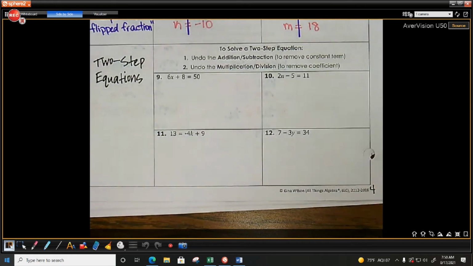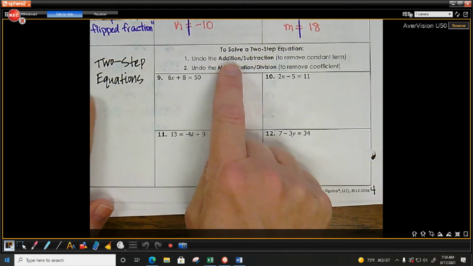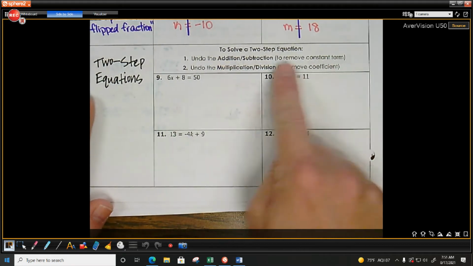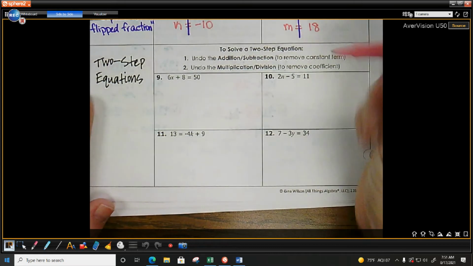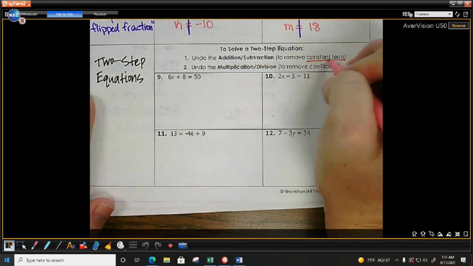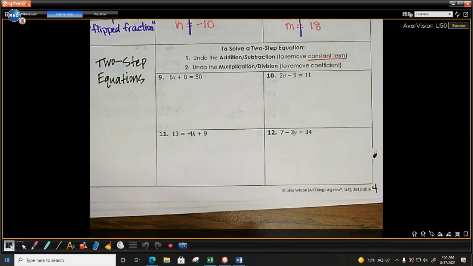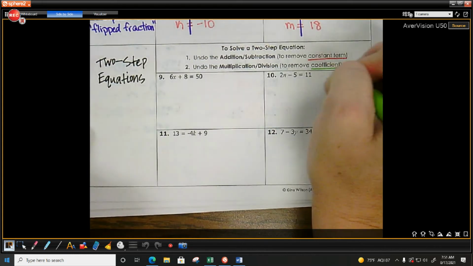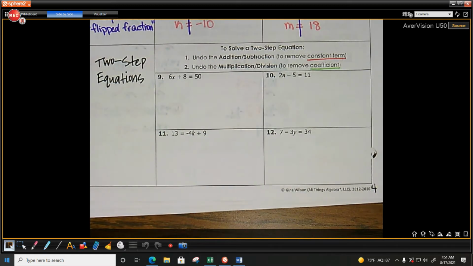Two-step, it's really not any harder. You just now have to do 2 things instead of only 1. Okay, the catch is you have to make sure you do them in the correct order. The order does matter. You always have to undo your addition and subtraction first. Get rid of the constant first. Then we are going to get rid of the coefficient. If you get rid of the coefficient before you get rid of the constant, you're going to get the wrong answer.